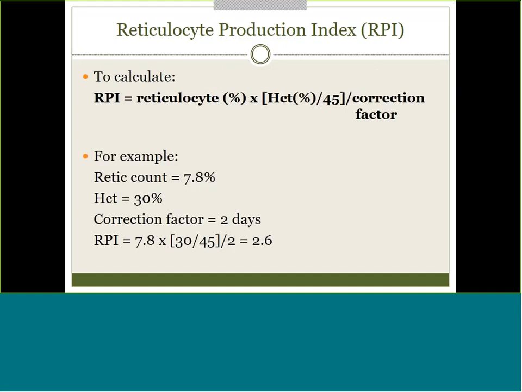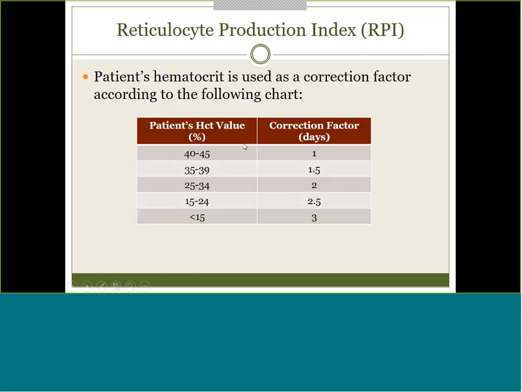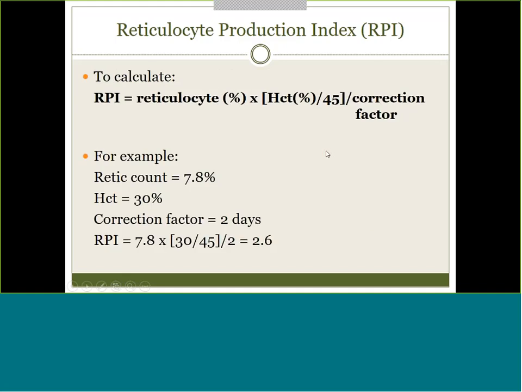So here's the actual calculation that you unfortunately do have to memorize. It's going to basically be your corrected retic calculation divided by the correction factor. So it's that retic percentage times your hematocrit divided by 45, and then divided by the correction factor. You'll notice that there are brackets around the hematocrit divided by 45. You have to do that first. That's the first step in this calculation. Then you multiply it by the reticulocyte percentage, and then you divide that whole thing by the correction factor that you got out of this chart.